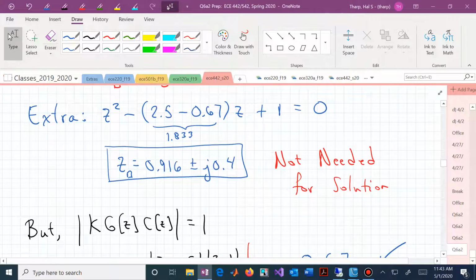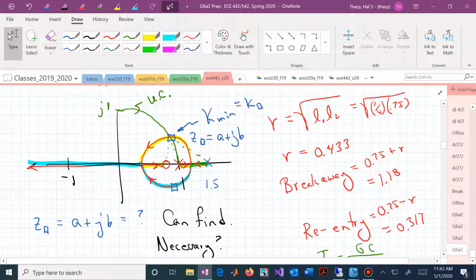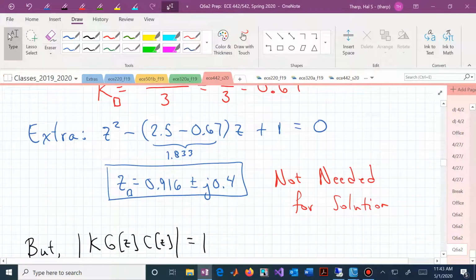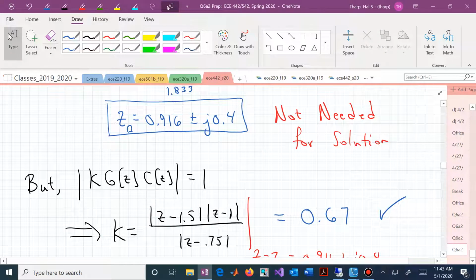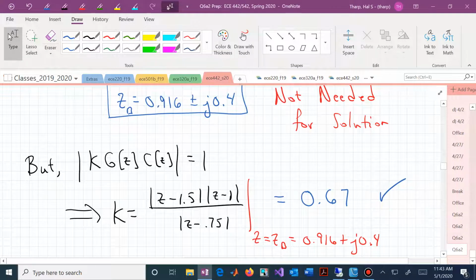Now if we have z box, we can use that z box in our k expression, the magnitude expression, which we find from the magnitude condition, to calculate k min at a plus jb, where a plus jb is this 0.92 plus and minus j 0.4. The magnitude condition says the magnitude of kgc is 1. We solve that for k, and evaluating it at z box, yes, we do achieve a consistent answer.